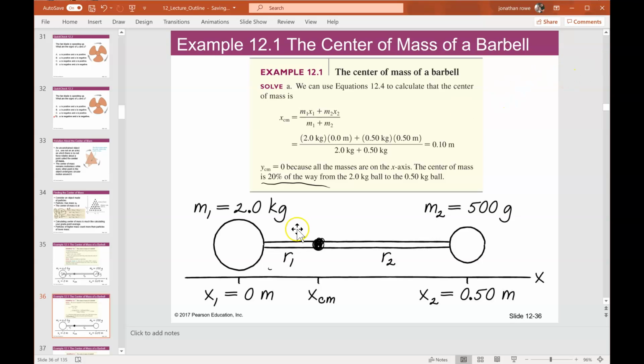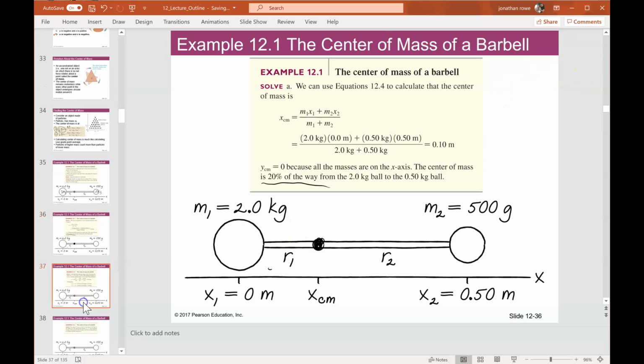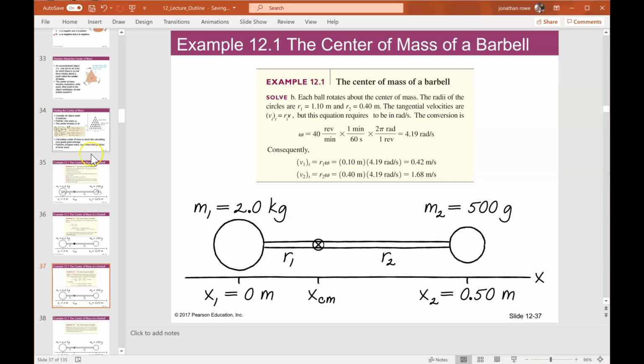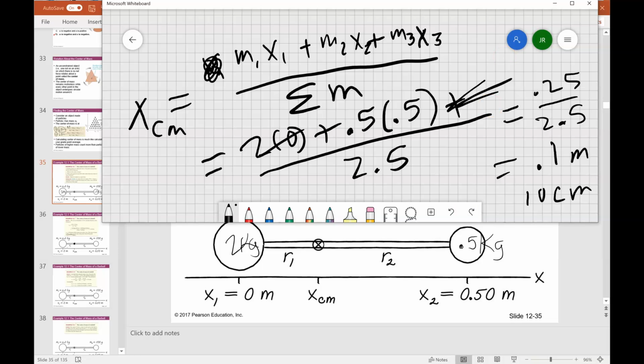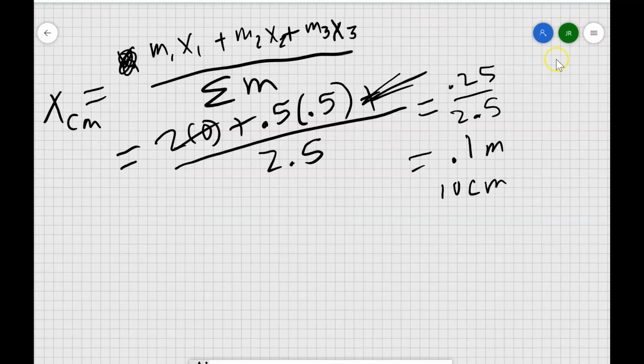All right. What else does it ask? What is the speed of each ball if they rotate about the center of mass at 40 RPM? Okay, so the speed is 40 RPM. I need to get that in not revolutions per minute, but radians per second, and then from there, get it in meters per second.